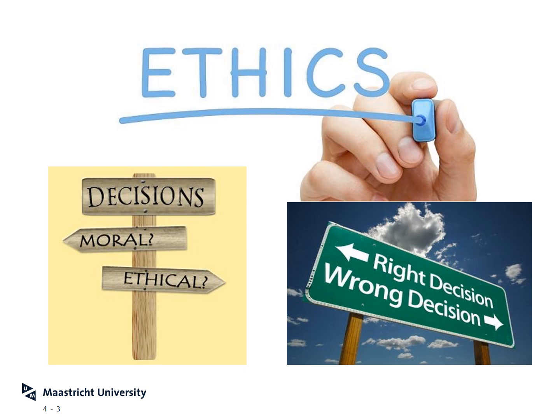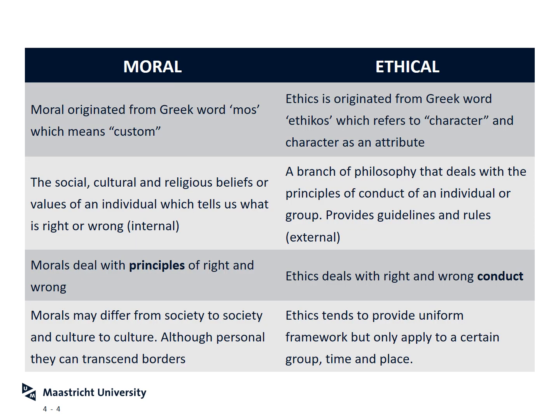Now, how do they differ? Because we know they both influence the way we make decisions, but how are they different? Looking at the heritage of the word, moral originates from the Greek word mos, meaning custom. And that's exactly what it is. It refers back to a custom, a value, and it is often, in comparison to ethics, much more individual. It's an internal concept that is described as the social, cultural, and religious beliefs or values that an individual has and that tells him what is wrong and what is right. So it's more of a moral compass than a set of rules.